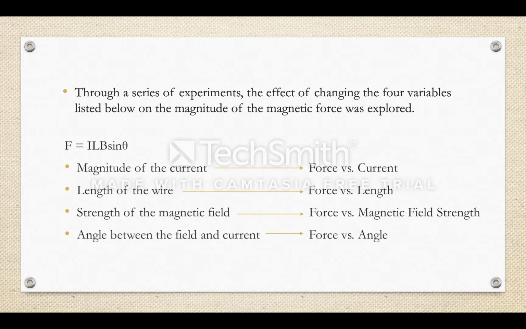For this lab, we will be measuring the force on the current carrying wire, and hence we'll be investigating the magnitude and direction of this force, which is dependent on 4 parameters: magnitude of the current, length of the wire, strength of the magnetic field, and angle between the field and current. We will conduct an experiment for each that shows the relationship between the magnetic force and the listed variables.